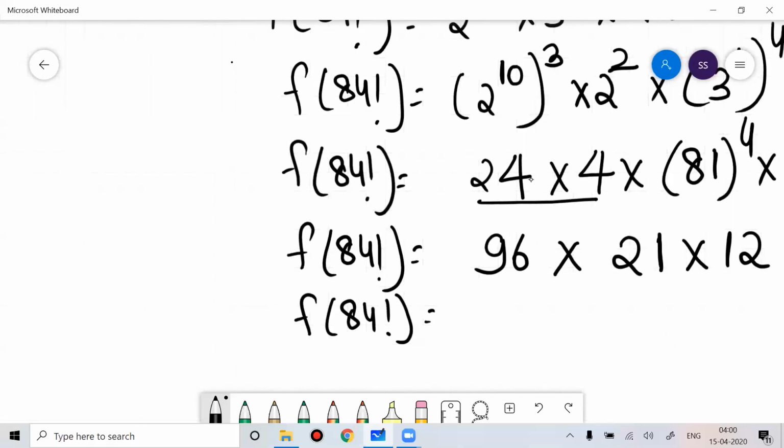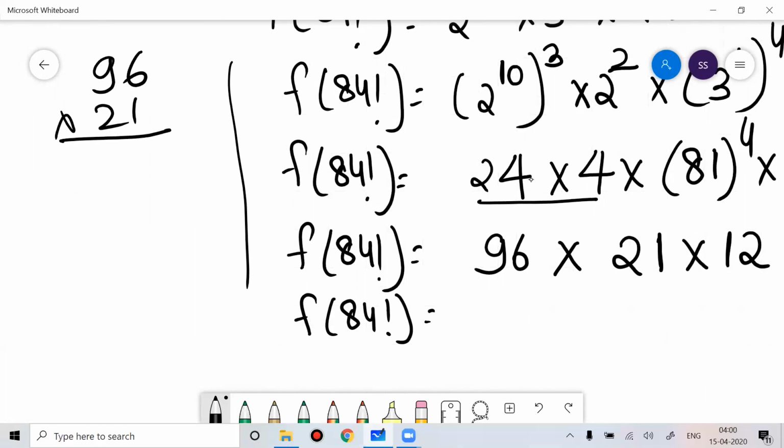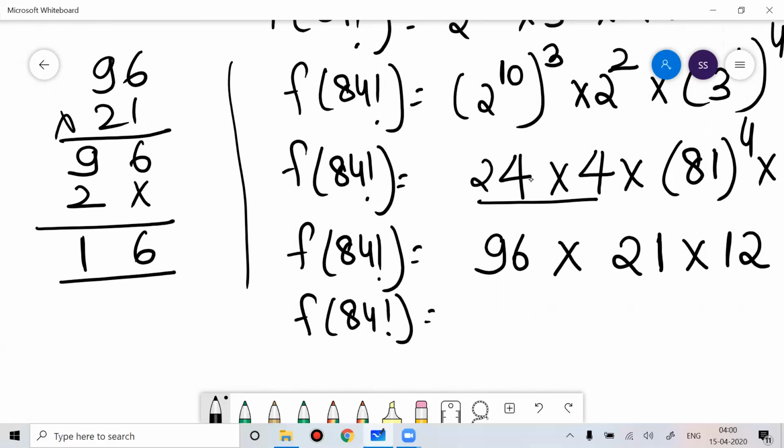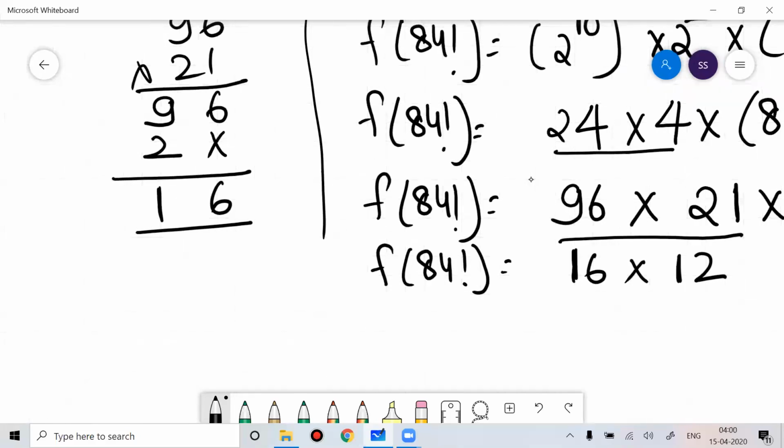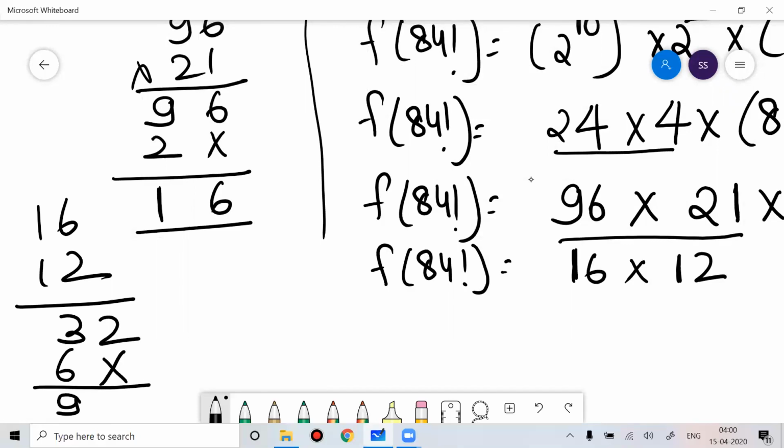So 96 into 21. If I multiply, 6 ones are 6, and 9 ones are 9, and 6 twos are 12, so 6, and 9 plus 2 is 11. So you'll get 16 into 12. Now what is 16 into 12? 16 twos are 32, and 16 ones are 16. You'll get the value 92.